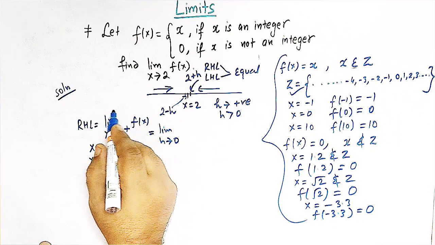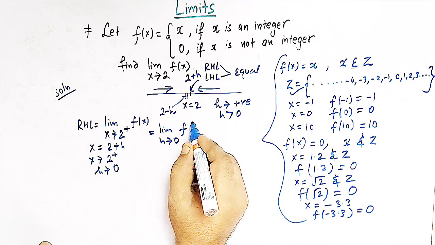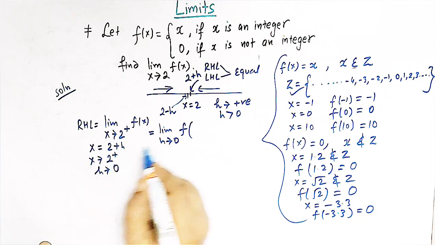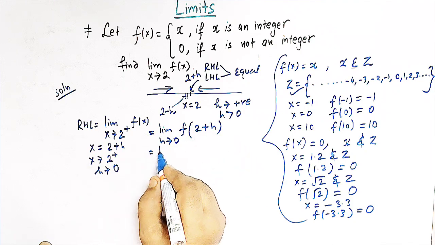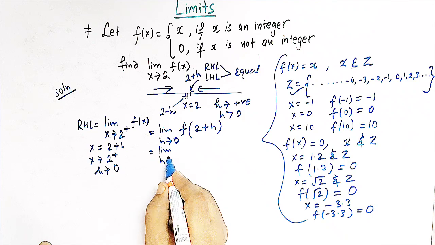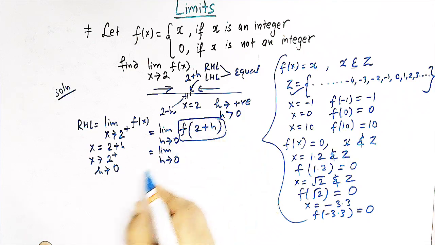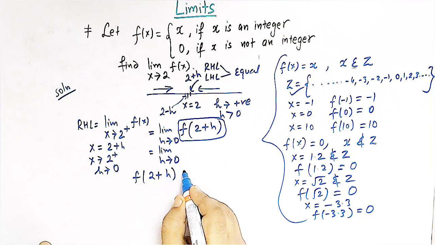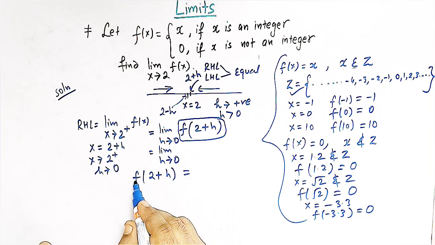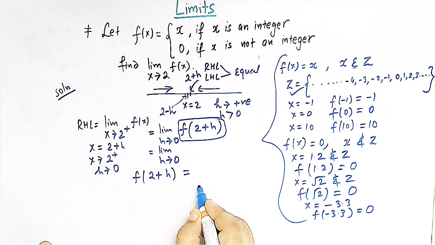So this limit is now limit h tends to 0. We are now transforming this limit in terms of h. And here we have f of x. For x we can write 2 plus h. So now we have limit h tends to 0. Now see, this expression suggests that we have to find the value of the function f at this point, that is x is equal to 2 plus h.